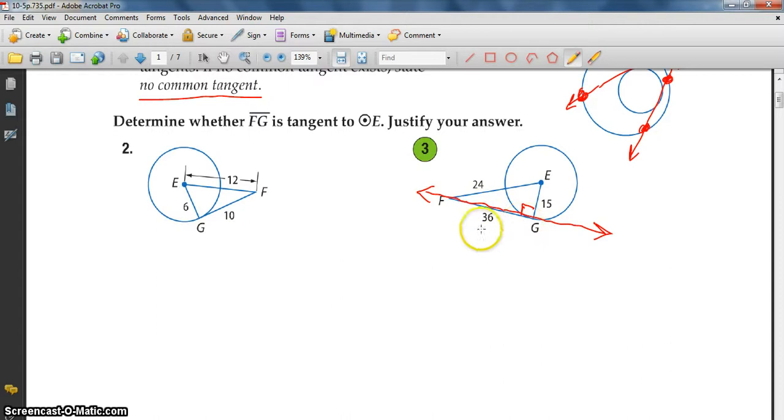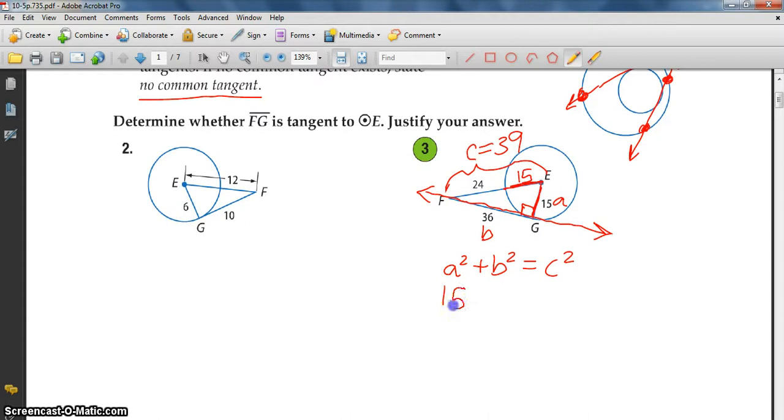So we have a right triangle, A, B, and C, where C is equal to 24 plus, since the radius here is 15, the radius there is 15. So the entire C length is 39. So we just want to check to see if A squared plus B squared is equal to C squared. If it is, then FG is tangent. If it is not, then it is not tangent because it would not be a right angle.